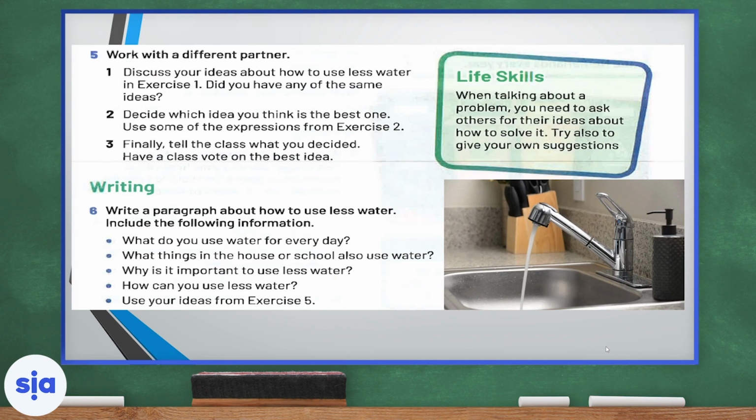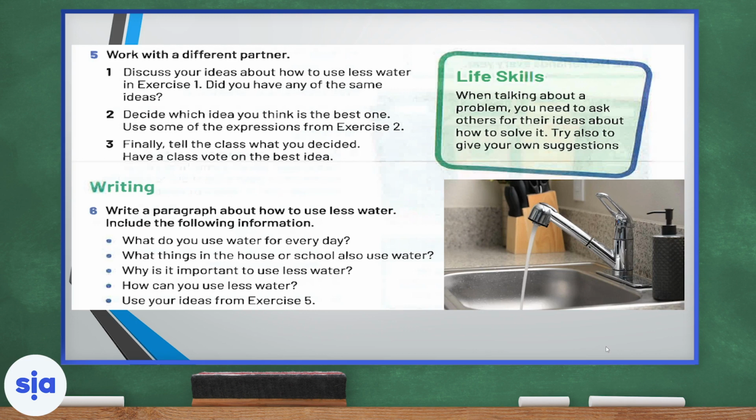Now let's move on to exercise 5. Work with a different partner. Now find a different partner at home or even on the phone with one of your friends. Discuss your ideas about how you could use less water in exercise 1. Did you have any of the same ideas? Discuss with your friend or partner. Then decide which idea you think is the best one. Use some of the expressions in red from exercise 2. And then finally share with your family or classmates what you decided and you can have class votes on the best ideas.